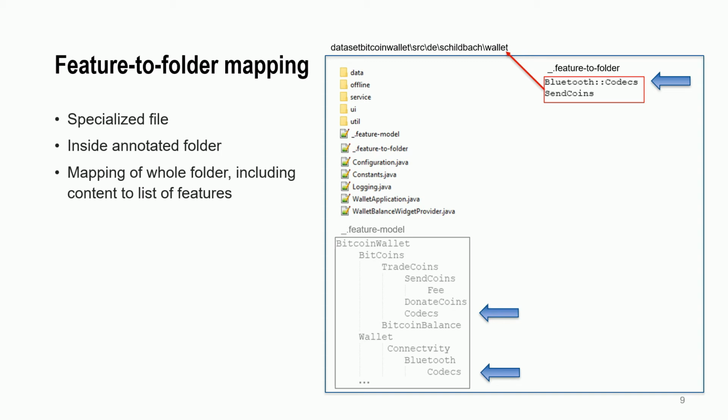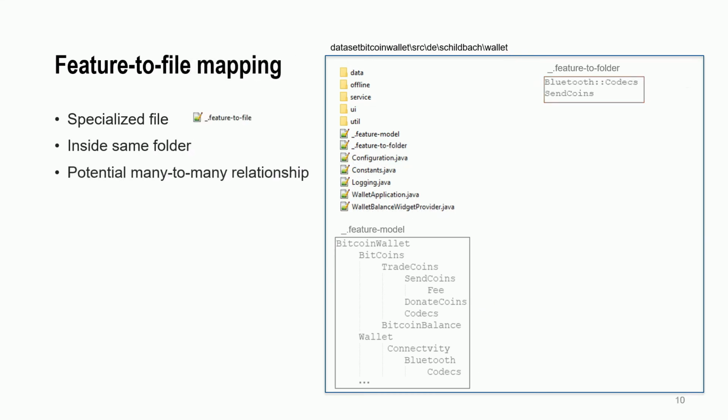As mentioned before, feature names can be non-unique, which is, for example, the case here with codecs, which appears twice in the feature model. If this is the case, the feature name is prefixed with its parent name until the expression is unique. This technique is called least partially qualified names and can be used over all hierarchies of the project.